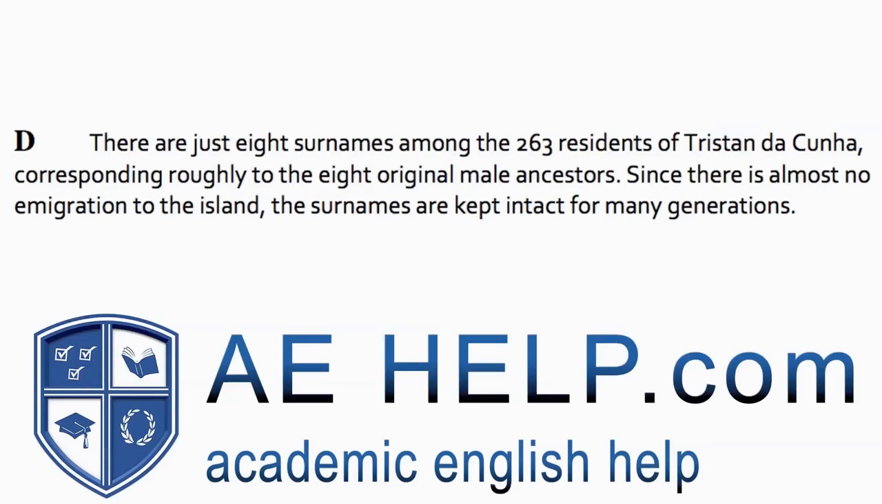There are just 8 surnames among the 263 residents of Tristan da Cunha, corresponding roughly to the 8 original male ancestors. Since there is almost no emigration to the island, the surnames are kept intact for many generations.